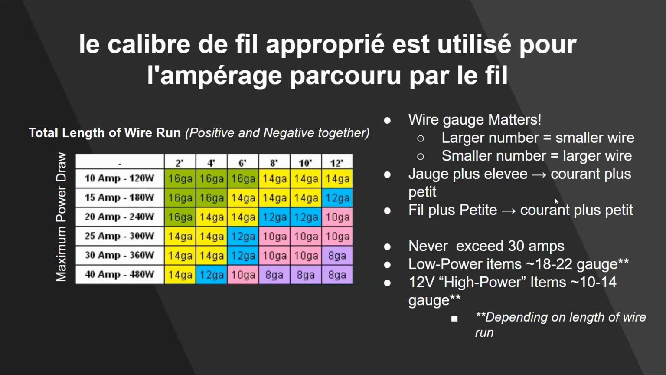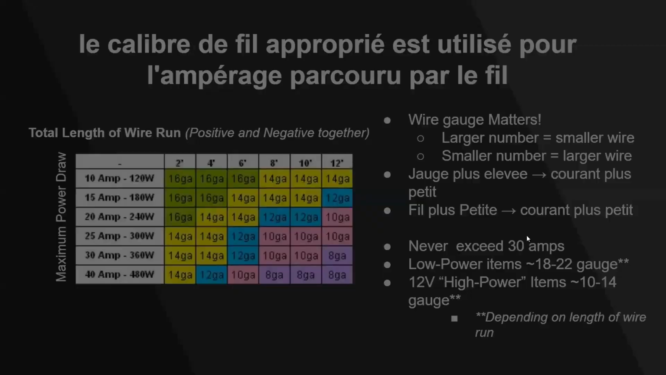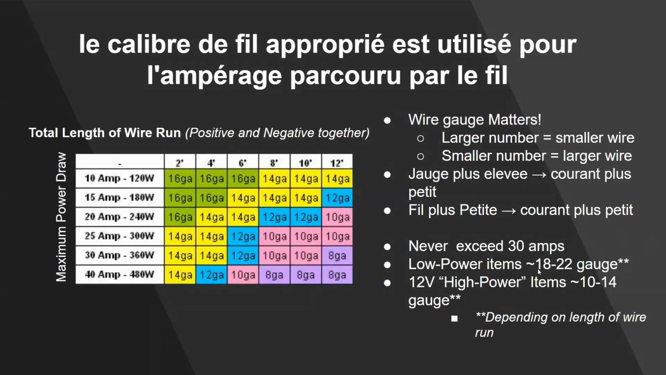The bigger the wire is, so the smaller the number, the more current it can handle going through it. Whereas if you want it to handle smaller charges, then you can go with a smaller wire. So the low power items, anything that you're doing on your VEX motors, you can do with an 18 to 22. They're a little bit easier to work with. They don't get in your way so much. Well, they're not easier to work with, but they're easier to hide away, is more my point.